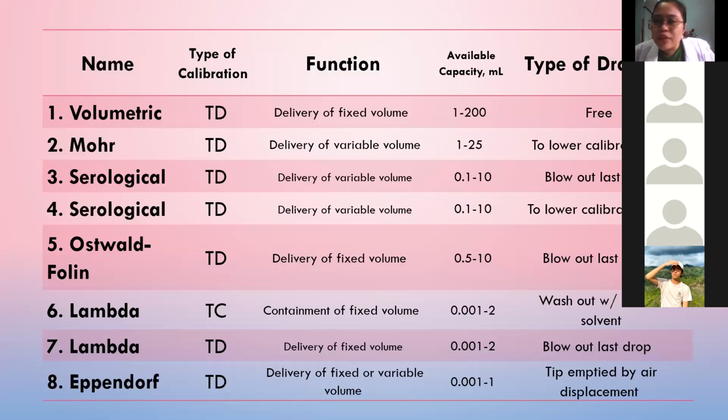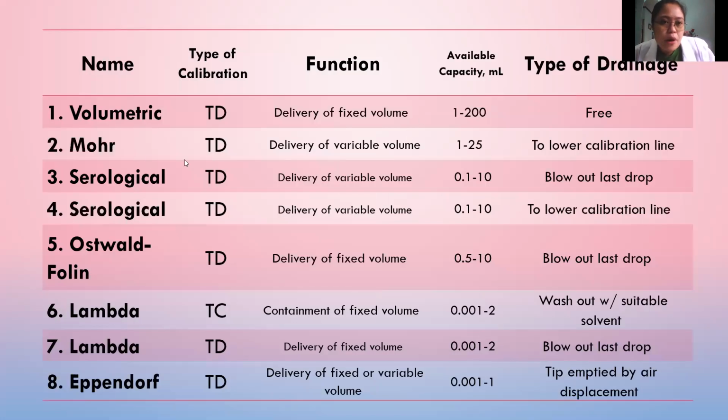Now, how about the Mohr pipette? The Mohr pipette is also used to deliver, but this time a variable volume. So you will see later why it is a variable volume. Now we have Mohr pipettes from 1 ml to 25 ml, and its drainage is to the lower calibration line.